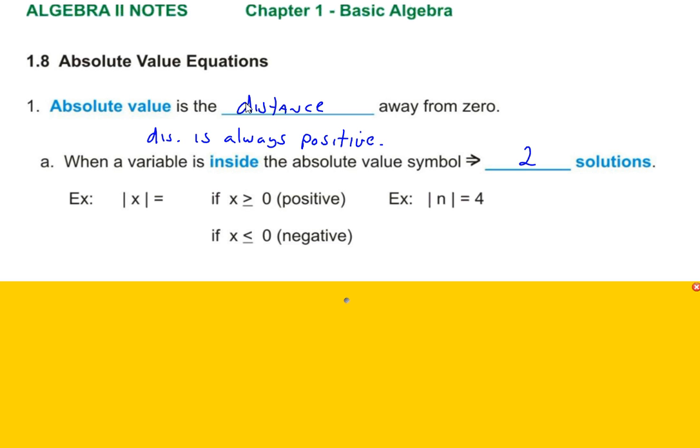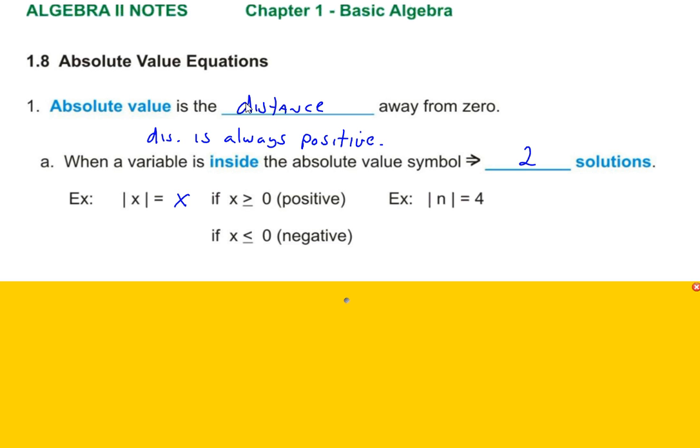It's really important that when you see an absolute value equation, you think two solutions. And that's what I'm talking about here, absolute value equations. So you get the variable, it's inside the absolute value, and there's got to be two solutions. There just has to be, all right? So one of them, the absolute value of x will equal x. That's not hard to figure out.